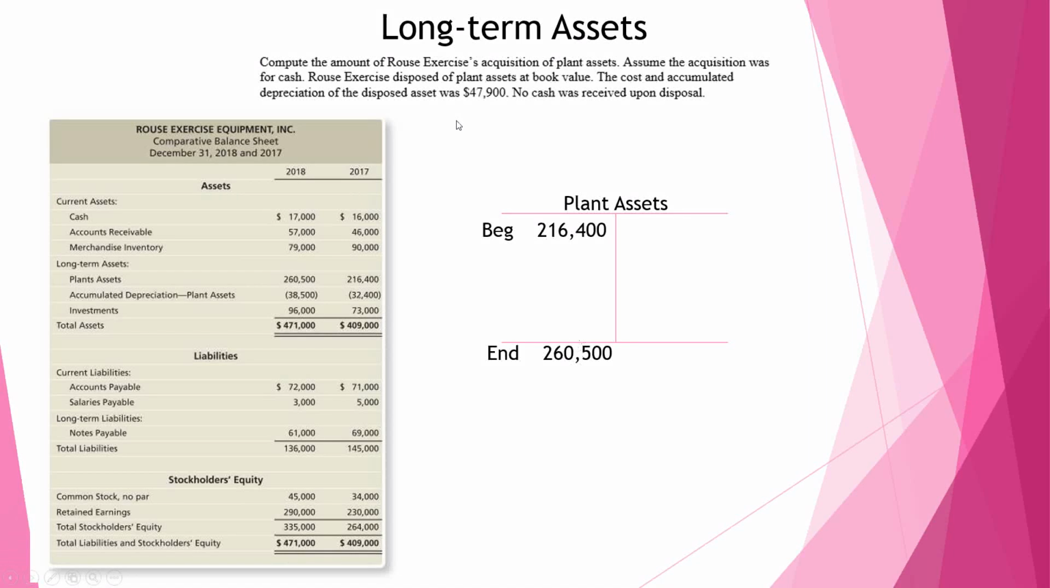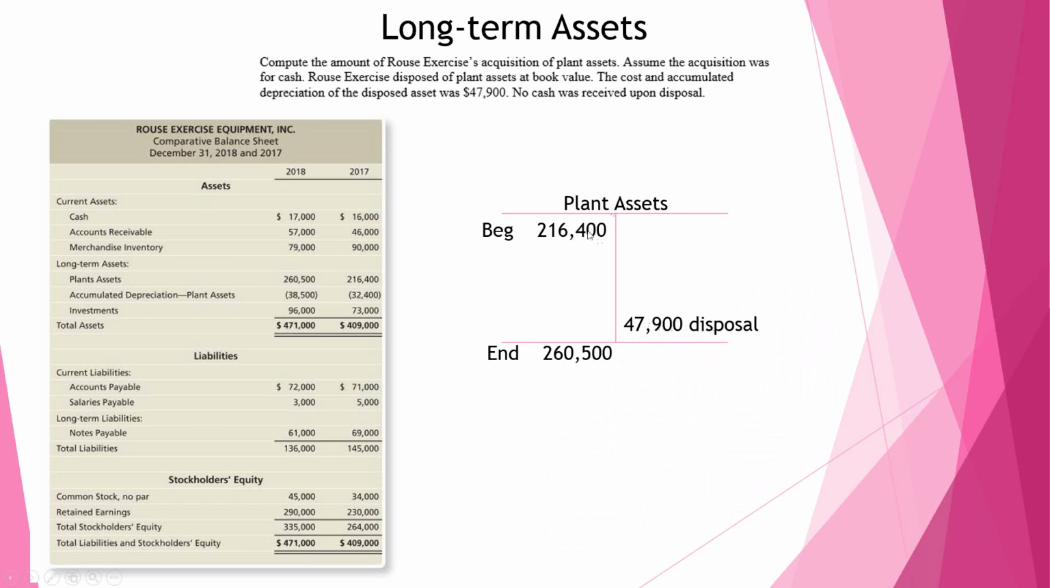And it says, we want to compute the acquisition of plant assets, assume it was for cash, assume that they disposed of plant assets at book value, and the cost and the accumulated depreciation of the disposed asset was $47,900. So we're going to put that right over here. This is going to represent the disposal. So if a plant asset is being reduced, it will go on the credit side.